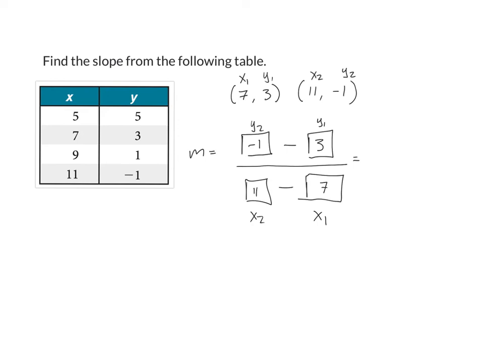Negative 1 minus 3 gives you negative 4. And then when we divide this, we're going to get 11 minus 7 is going to give you 4. Negative 4 divided by 4 is going to give you negative 1. So we're going to put our slope, or our m, is going to be equal to negative 1.